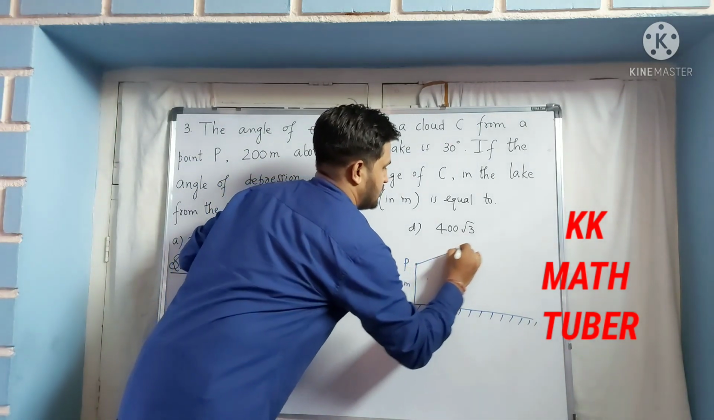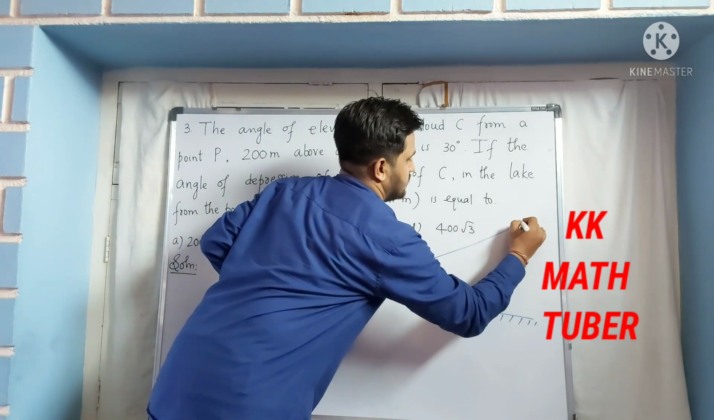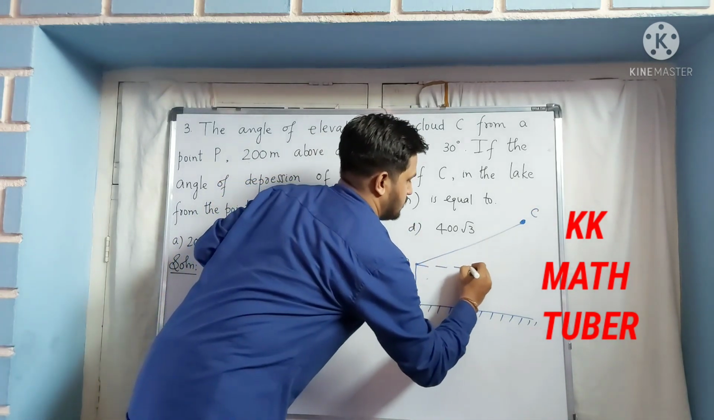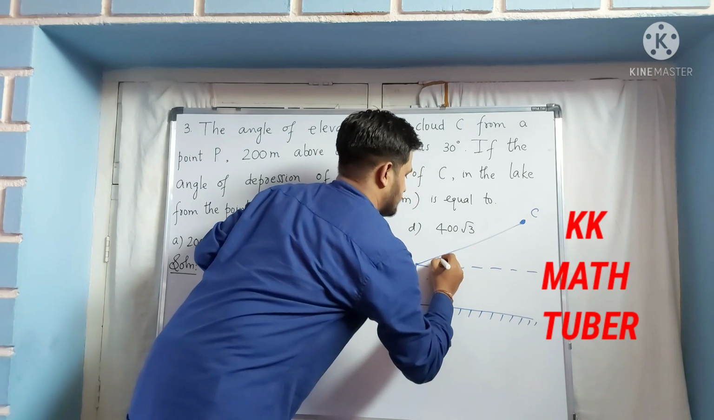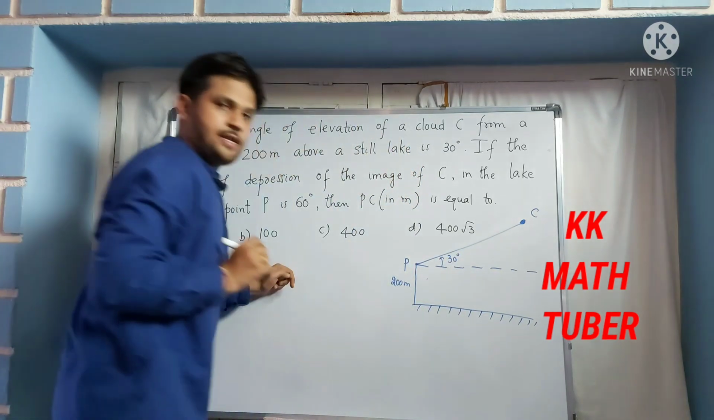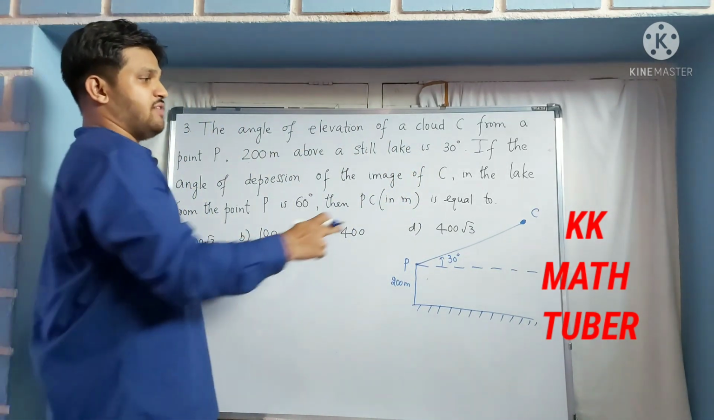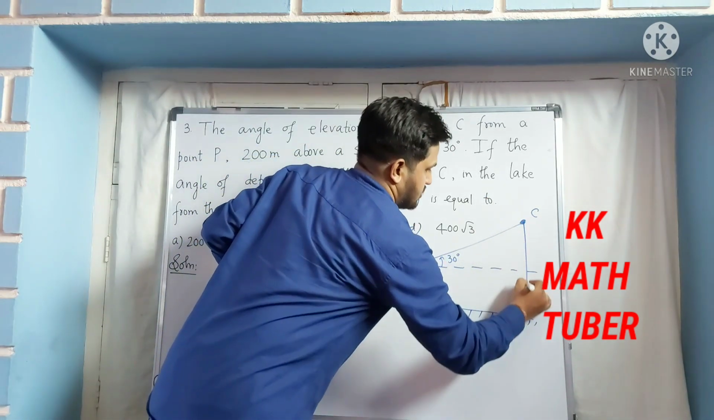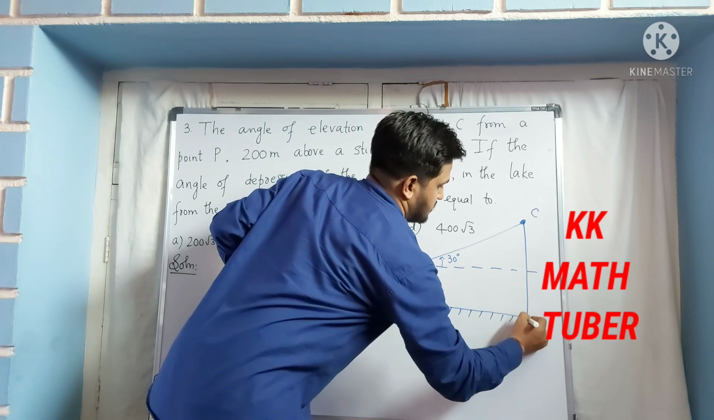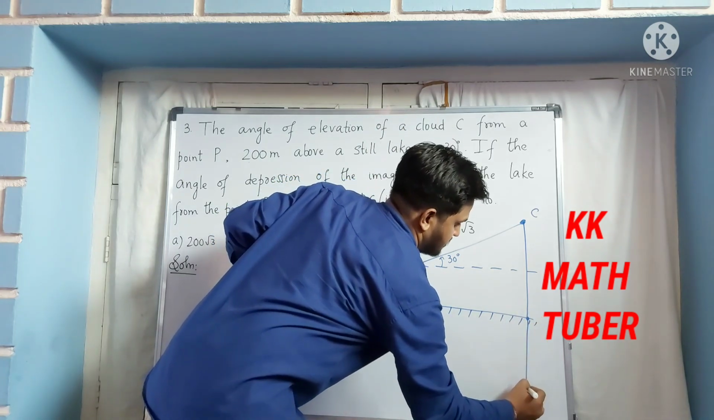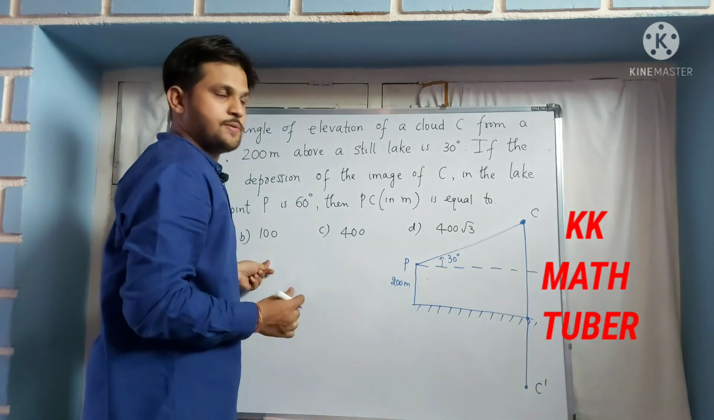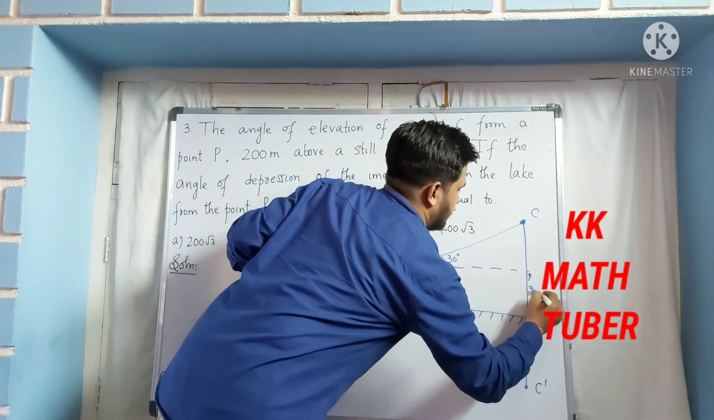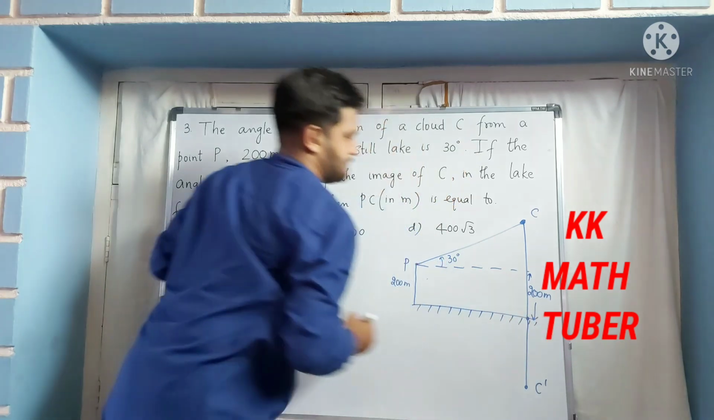So, angle of elevation from a cloud C. Let's say this is your cloud C. Angle of elevation with respect to the horizontal line is given as 30 degrees. So that's clear. Then we need to know the image of this cloud C. So what will be the image? Let us make it C dash. So let's say this is C dash. What will be this length? If you observe it, it will be 200 meters.